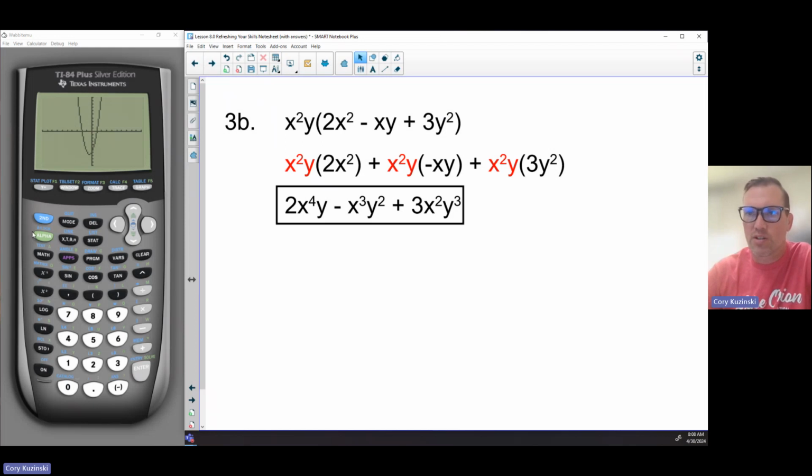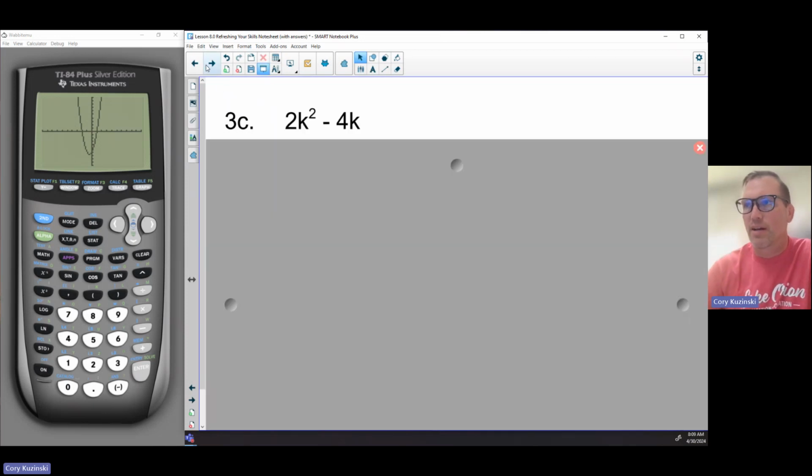I mean, there's things I could do on the home screen where I could choose a value of x and a value of y, but that's going to take me too long, and I want to move this along. All right, now we've got an expression written in expanded form, and we're going to write it in factored form.